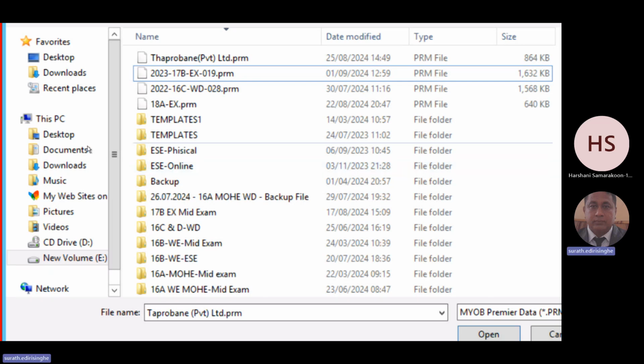After giving your index number, let's say this is one student, this 17B 19 student, it is better to add in front of 19 dash N semester exam ESE. Then you can easily identify the N semester exam backup file.